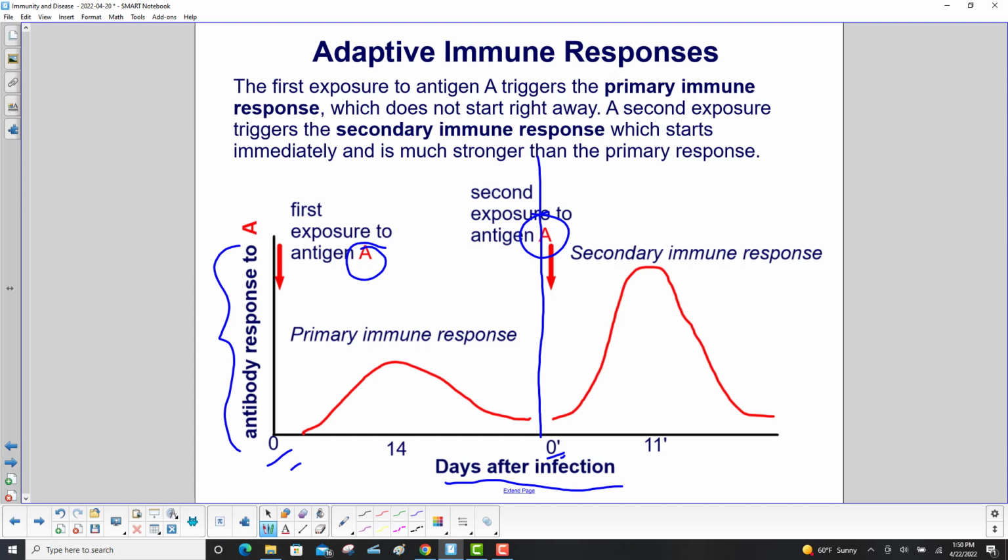So let's recap here. The first exposure triggers a primary immune response, which does not start right away. See, we've got a couple days in there before it kicks in. A second exposure triggers the secondary immune response, and that starts pretty much immediately. See that? It's right at 0 days here. And it peaks much higher, much quicker than the primary immune response. Many more antibodies and a lot quicker.